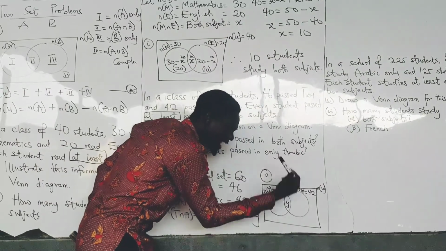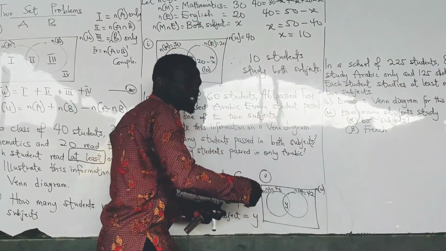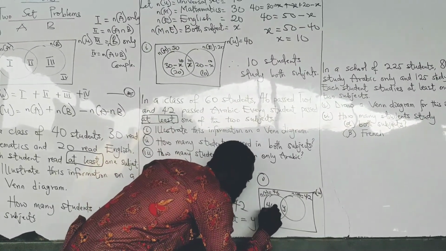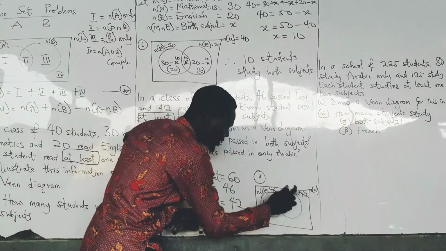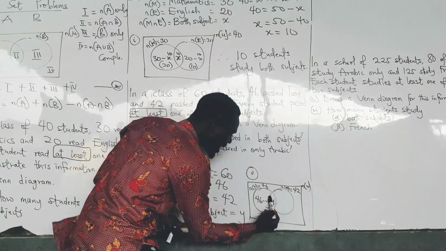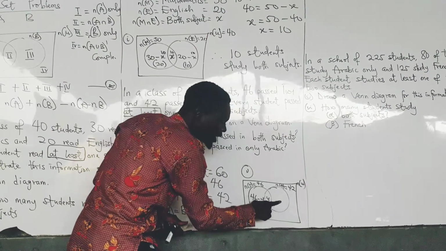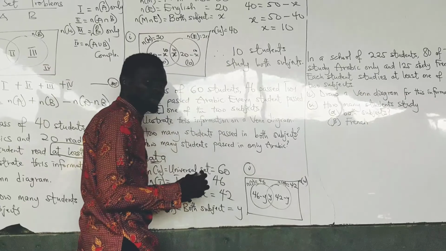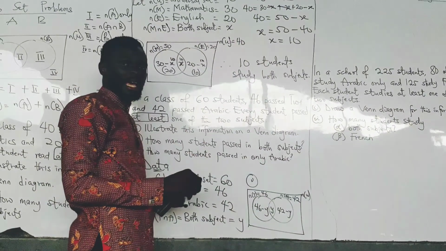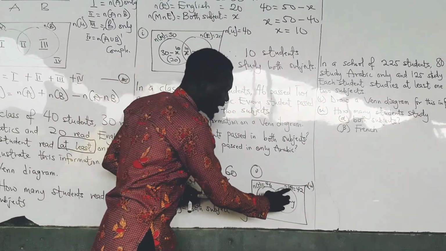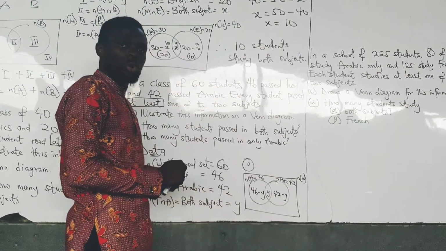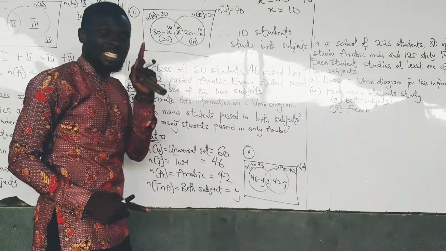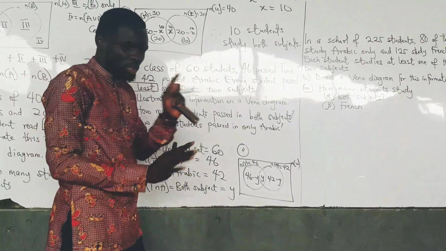So since Y is in the 46, we have to subtract the Y from the 46 to get this region only. So we are going to say 46 minus Y. The same thing here, this 42 belongs to the whole circle here. Since we want this region only, we will bring the 42 in, then we subtract the Y, so that we'll be able to get only the A only there. And also, from the question, it was stated at least they did one of the two subjects, which means there is no complement.